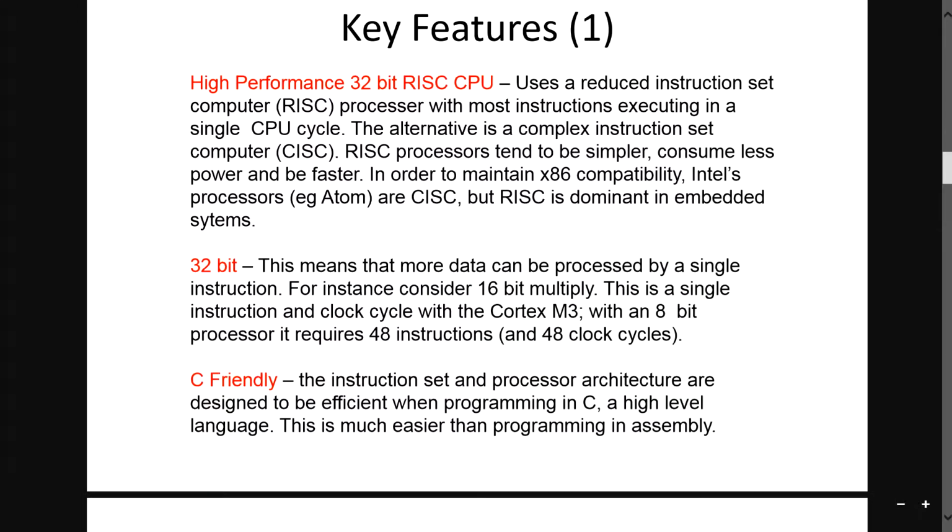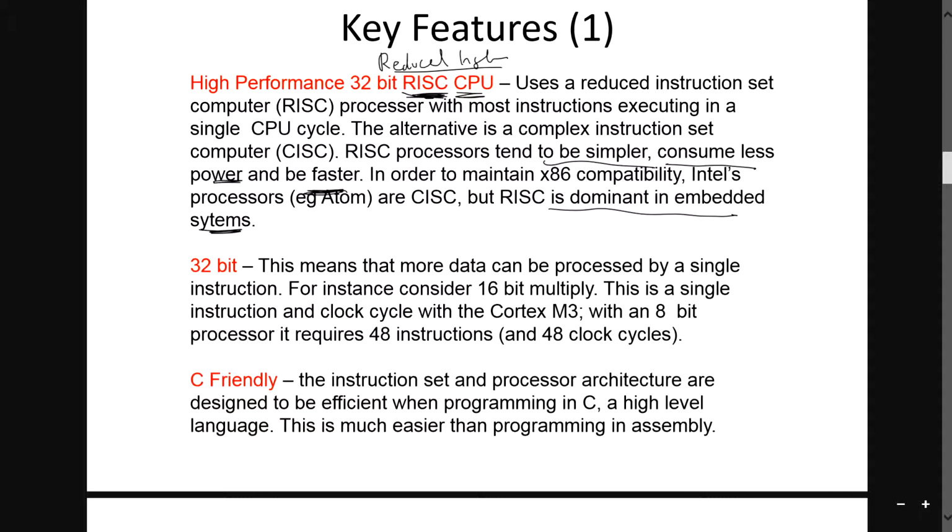If you don't know what RISC is, you should just remember that it stands for reduced instruction set. Why is reduced instruction good? Because it is simpler, consumes less power, and is faster. Therefore it's dominant in embedded systems, because you want embedded systems to be very small and process things in a more efficient way, and that's the reason why a RISC CPU is good.